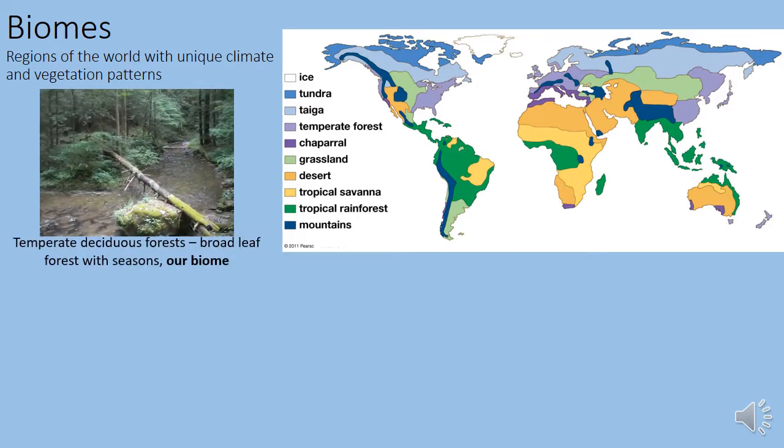All right, so if we look at the temperate deciduous forest, it's dominated by broadleaf trees, and it has seasons. So it goes summer, fall, winter, spring, right? We have these seasonal changes. This is our biome here in eastern Kentucky, and all of eastern North America really is this biome.